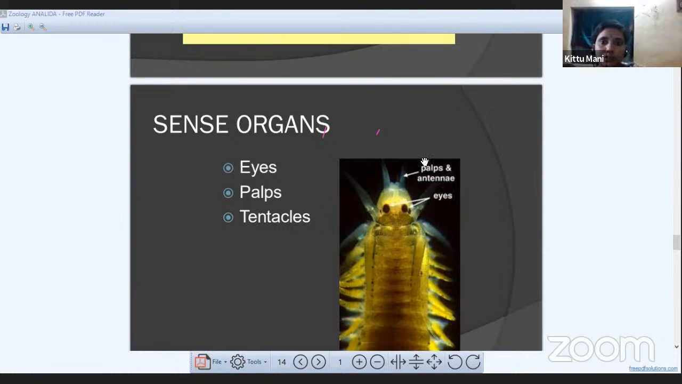And palps and antennae or tentacles are also sense organs present in the annelid body for sensory movements. Because annelid organisms are primitive ones, they did not develop like chordates. So we have a brain and knowledge for understanding, but these organisms are primitive ones. So here we observe small structures like eyes, palps, tentacles, antennae, and they are used for sensory action.